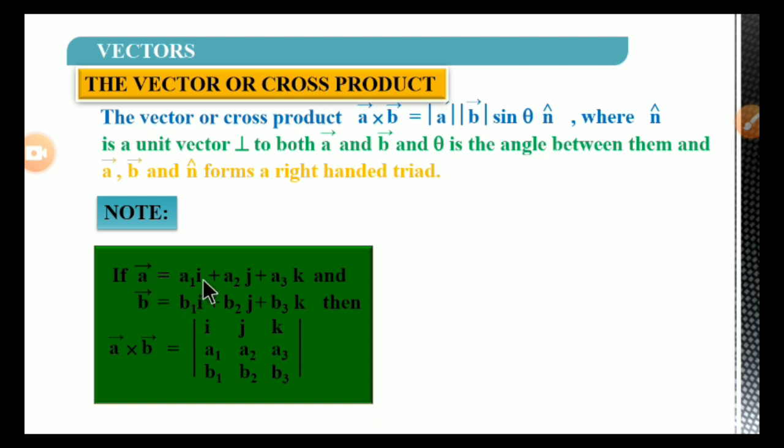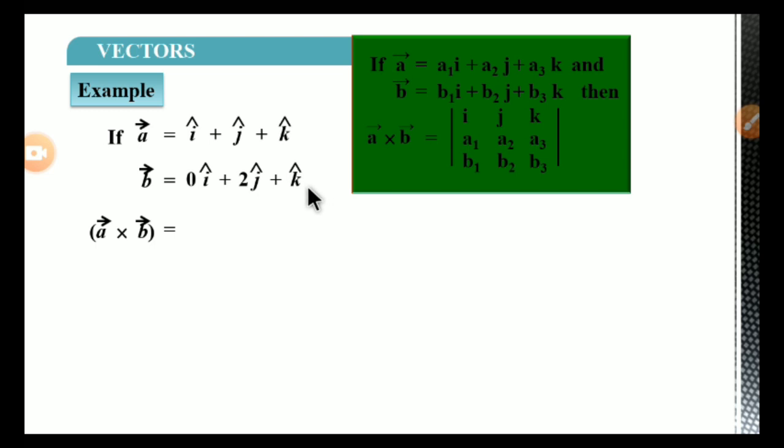Here if vector A is equal to A1 i plus A2 j plus A3 k and vector B is equal to B1 i plus B2 j plus B3 k, then A cross B can be written in the form of a determinant: i, j, k in the first row, A1, A2, A3 in the second row, B1, B2, B3 in the third row. So now we will take some examples. If vector A is equal to i plus j plus k, and vector B is equal to 0i plus 2j plus k, then A cross B is the determinant with i, j, k, then 1, 1, 1, and in the third row 0, 2, 1.